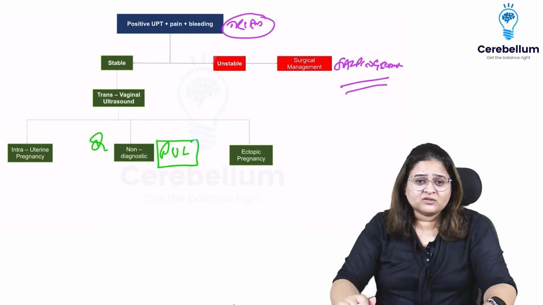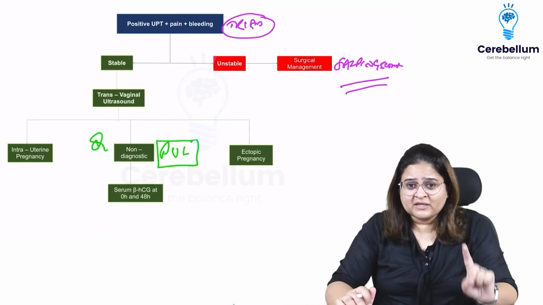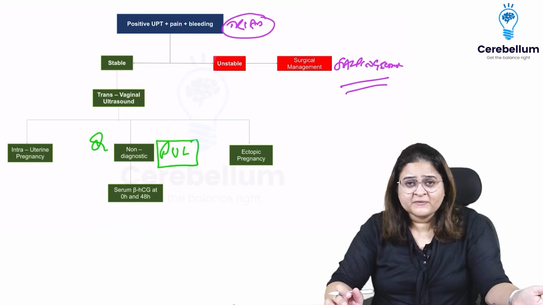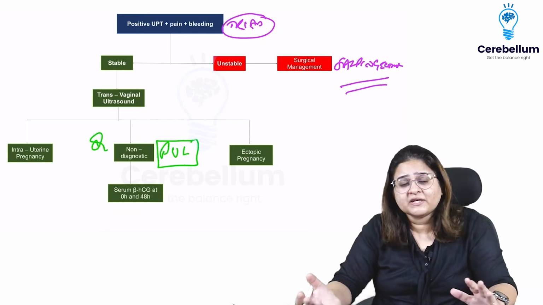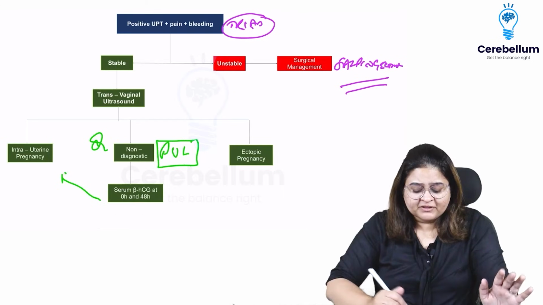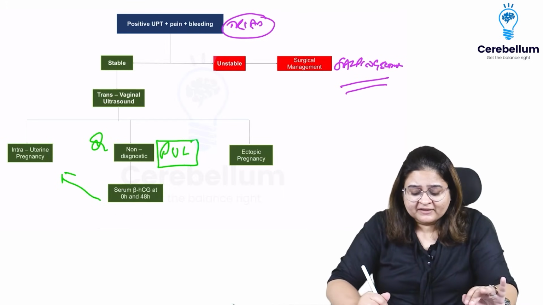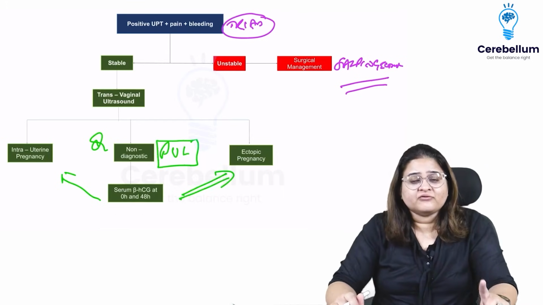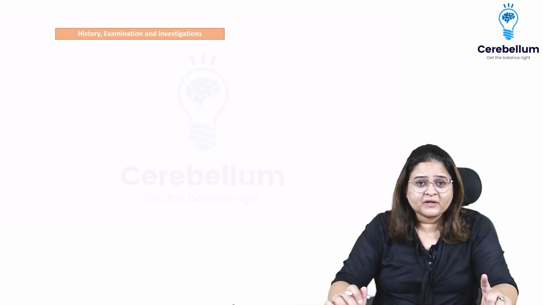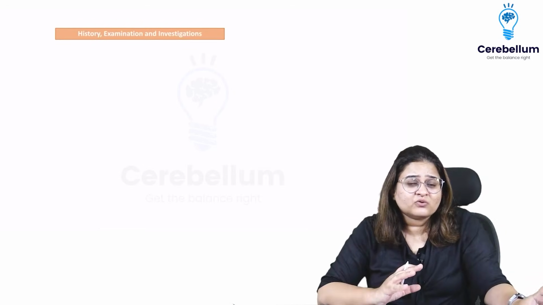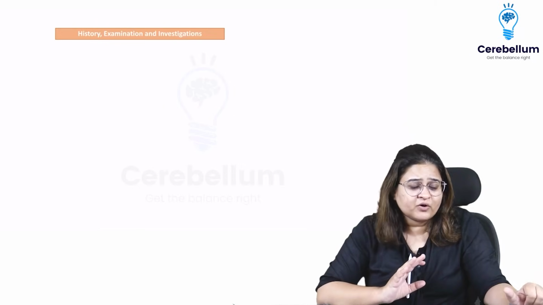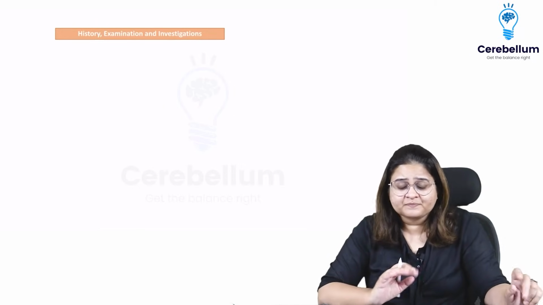And herein lies the role of doing the beta-hCG doubling. So you do the beta-hCG now, serum beta-hCG, and repeat after 48 hours and see if it's doubling or not. If it's doubling, you know it is intrauterine. If it is not doubling, okay, then you start getting suspicious again for ectopic pregnancy. So again, that is the flowchart on how to approach a situation of positive UPT, bleeding and pain.